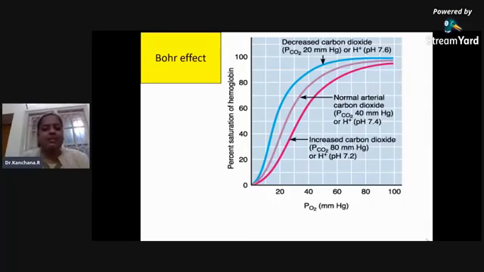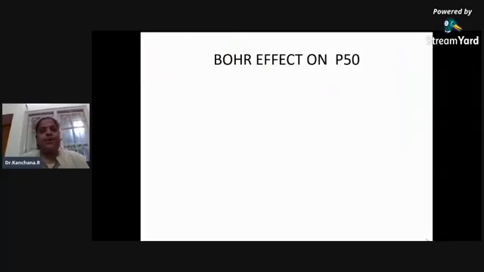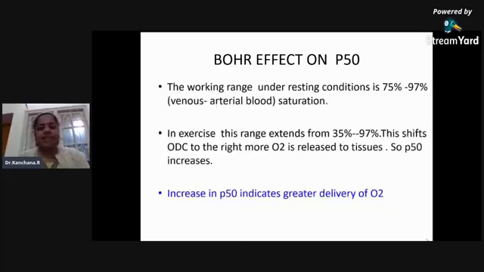Now, the presence of H plus ions and CO2 leading to unloading of oxygen by the hemoglobin is called the Bohr effect. Now, what is the Bohr effect and its effect on P50? The working range under resting conditions is 75% to 97% in venous to arterial blood saturation. Now, in exercise, this range extends from 35% to 97%. This shifts the ODC to the right, more oxygen is released to tissues, and so P50 increases. An increase in P50 indicates greater delivery of oxygen.